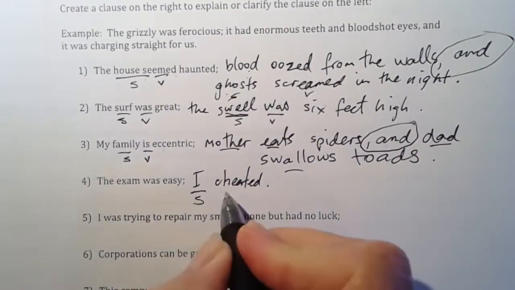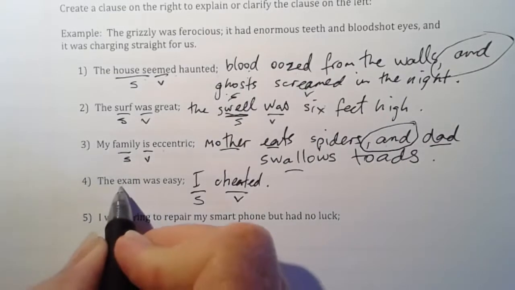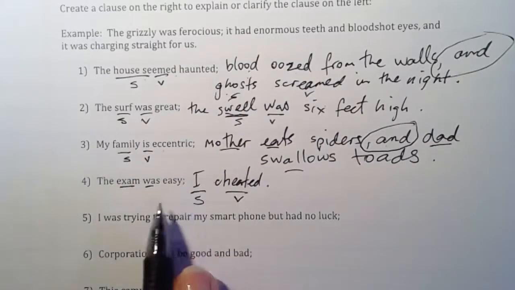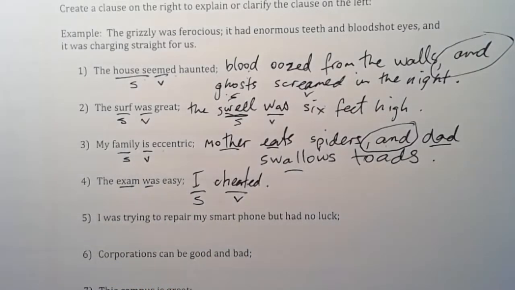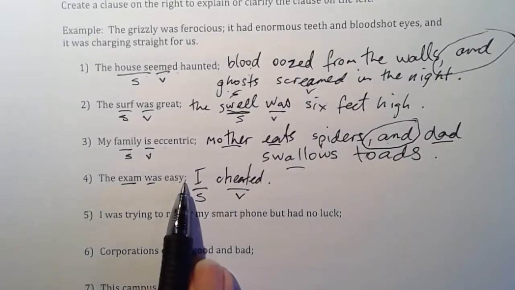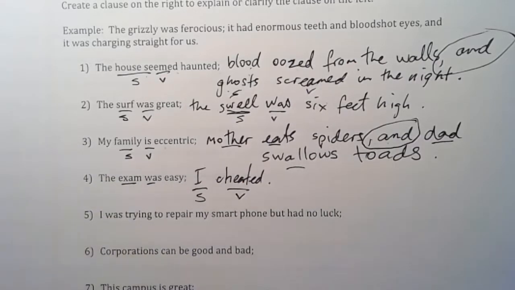Subject, verb. And this explains why the exam was easy. Subject, verb. So we've got two clauses. Now these could be separate sentences. They could be little standalone clause sentences. However, by using a semicolon here, you're indicating to the reader, hey, I'm about to explain to you what I mean. Don't get your knickers in a twist. I'm about to explain what I mean.